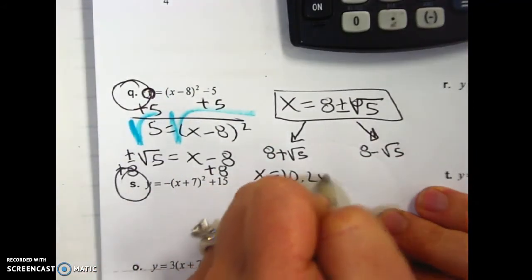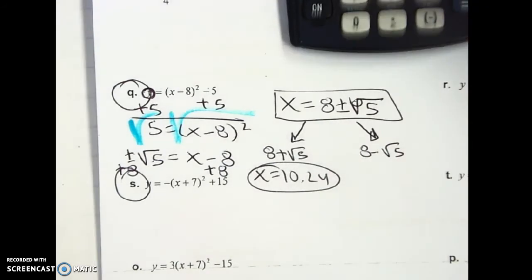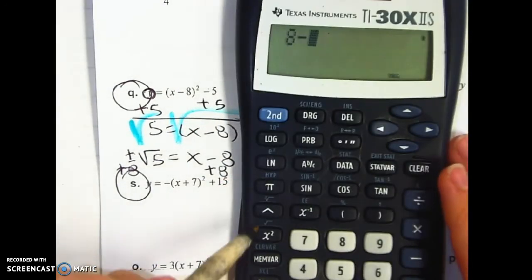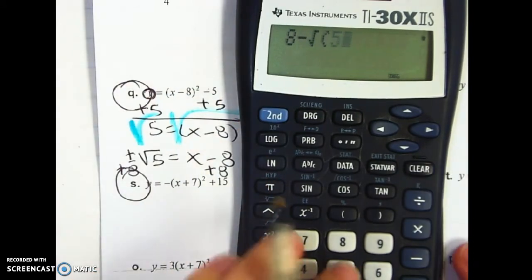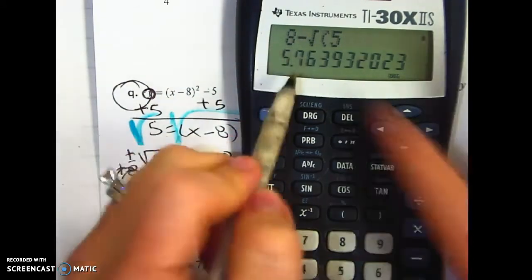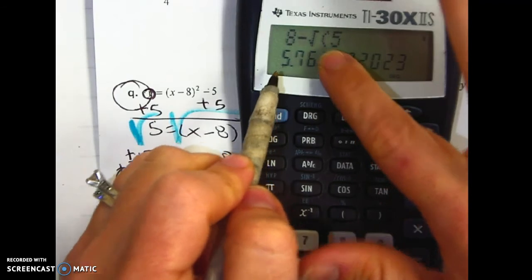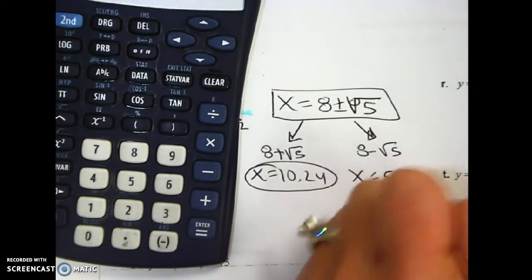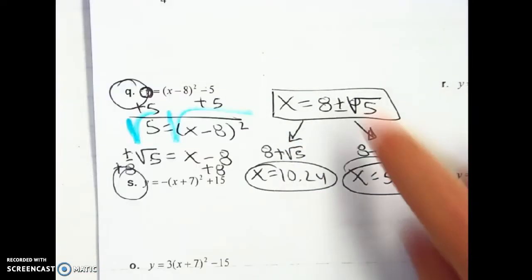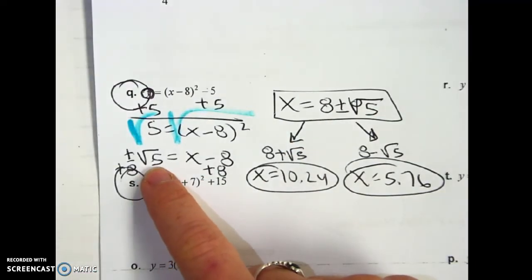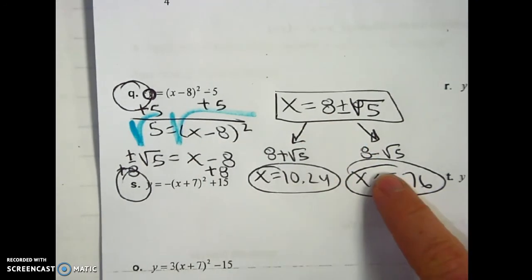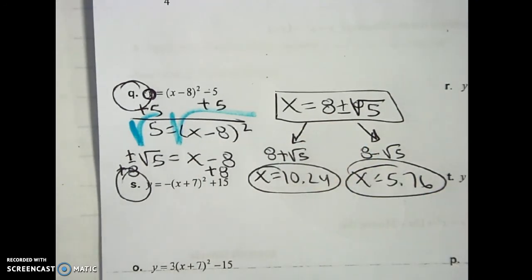X equals 10.24. Now I'm going to clear it up and do it again. 8 minus second squared of 5 equals. Now it's $5.76, but the 3 means it stays. Now let me repeat myself. If you can't take the square root, don't do it. Leave it, and then leave it like this. If you want to get bonus on your test, you'll show me that you can do that.